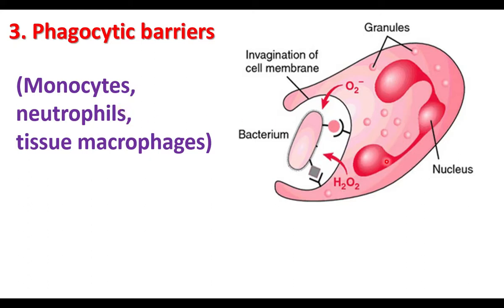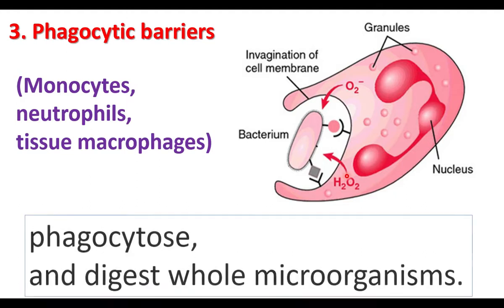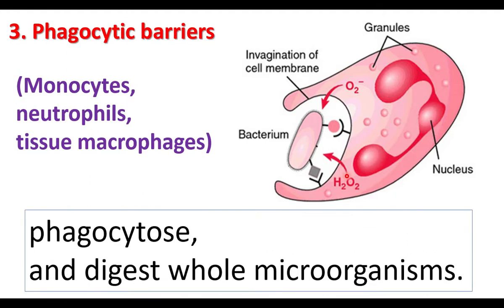This is a phagocyte, this is a neutrophil. The neutrophil develops pseudopodia by the invagination of the cell membrane. The cell membrane shows in-pushing. In this area, a bacterial cell is engulfed, swallowed. After the bacterial cell moves inside, it is digested. Phagocytic cells phagocytose, meaning swallow, and digest whole microorganisms. In this way, the phagocytes act as a barrier.